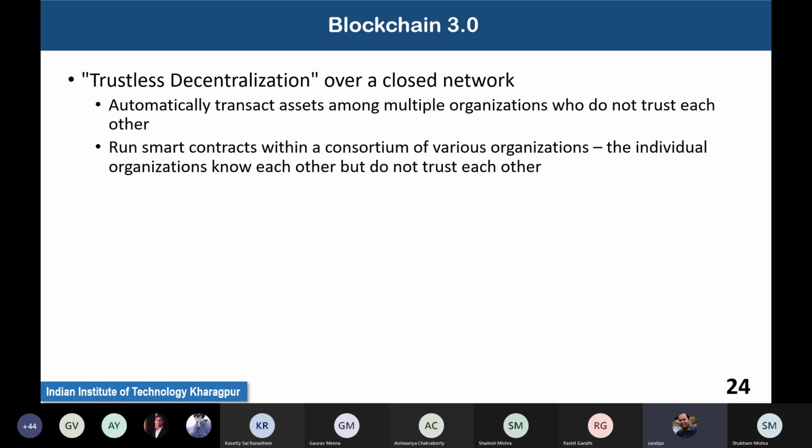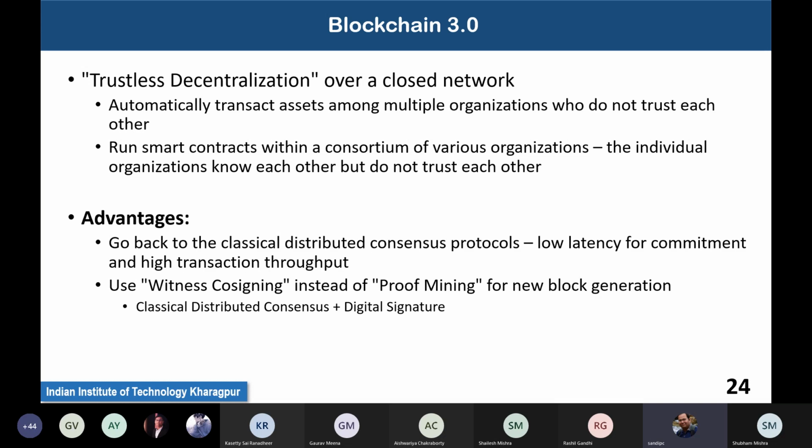So in such an architecture, what we can do is run smart contracts among themselves. These smart contract executions will ensure that the corresponding transactions are executed in a reliable and tamper-proof way. The core idea here is that we run this smart contract among a set of organizations who know each other, but do not trust each other.